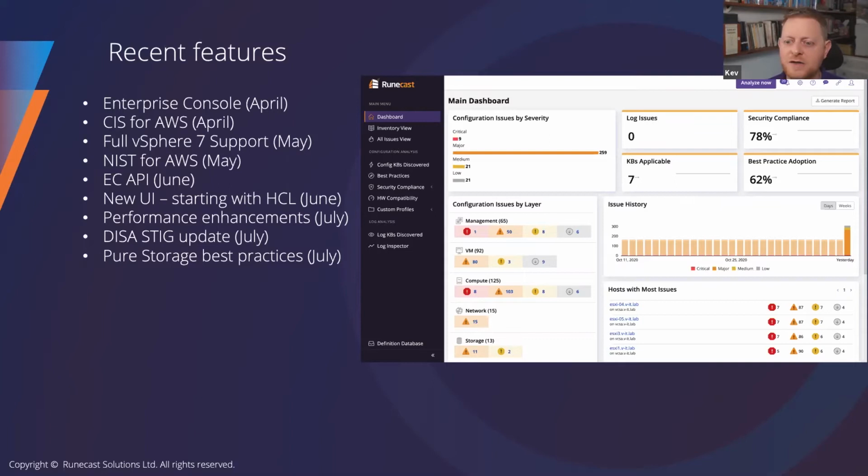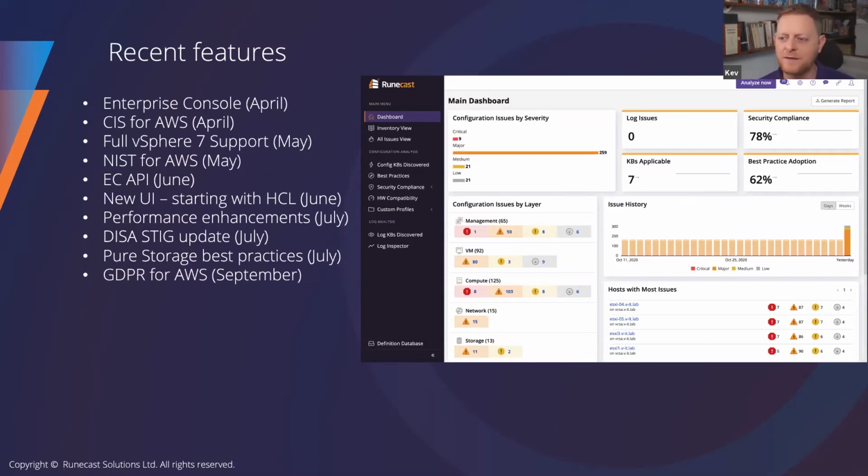If you'd be interested in your hardware vendors that you're working with having their best practices available within Runecast Analyzer, please do hit me up after the event or on Twitter or whatever, and I would be absolutely delighted to work with those hardware vendors in partnership to get you these kind of insights.